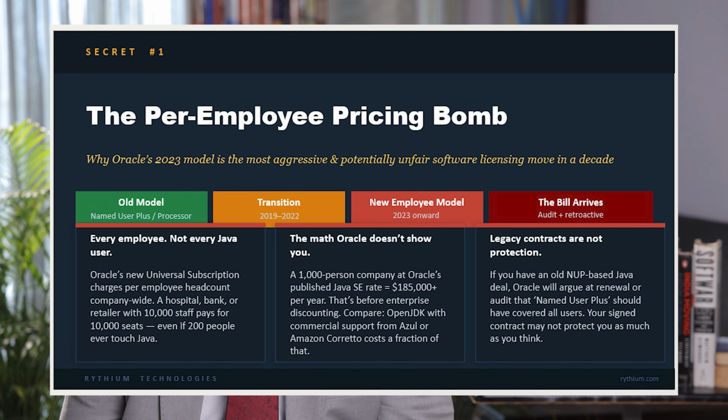Look at the middle card. For a 1,000-person company, $144,000 per year is the published rate. A hospital, a retailer, a logistics firm with 10,000 staff, the math becomes brutal very, very quickly. And the third card is the one legal teams need to understand. Even for those with old named user plus contracts, that contract is not a shield. You will have to sign a new one.